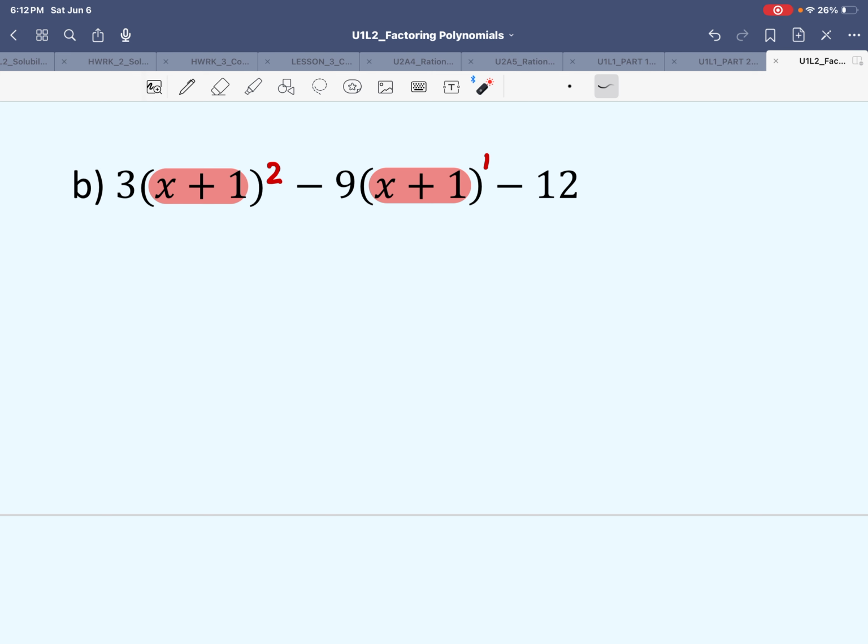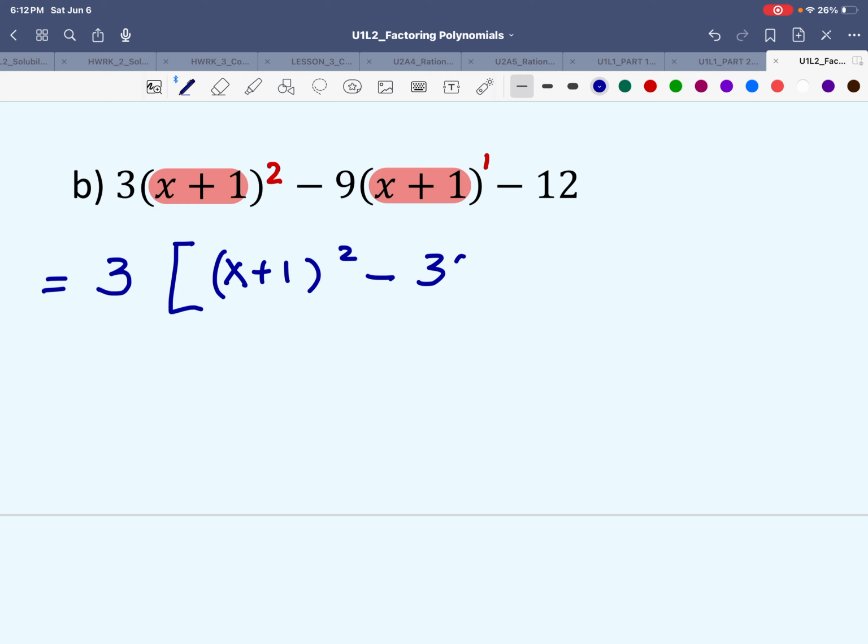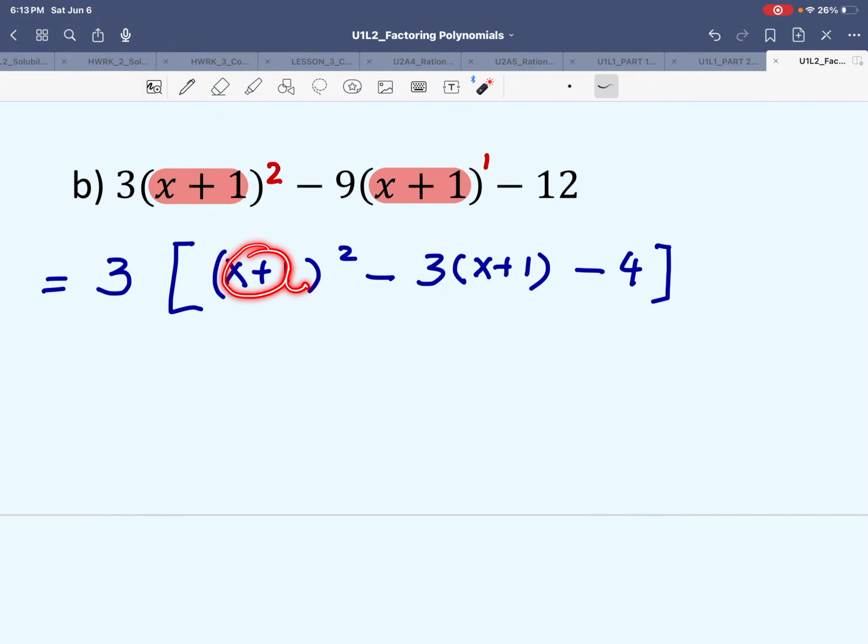First things first, we're going to check and see if we have a common factor to take out. So we have 3, -9, -12. And it seems that number 3 is a common factor. And now we have (x plus 1) squared minus 3 times (x plus 1), and then minus 4. So next thing that we want to look at is this big expression in here. So for some people, it's easier to replace this with some variable a. So a squared minus 3a minus 4 and factor it.